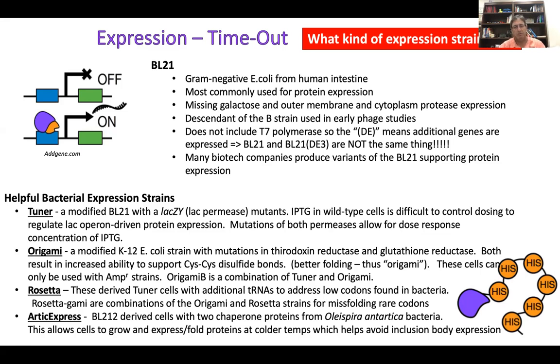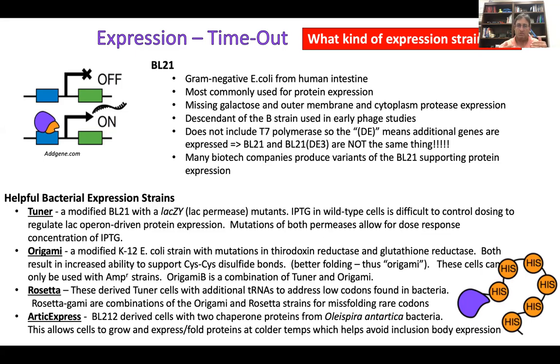The Origami is an interesting one. This comes from a modified K12, not a BL21 strain. And these have mutations in the thioredoxin reductase and glutathione reductase. If you hear about reductase, you should think about thiol groups and redox reactions. And really what we're talking about is the ability to properly form the cysteines, or these disulfide bonds, as the protein folds, thus the name Origami.